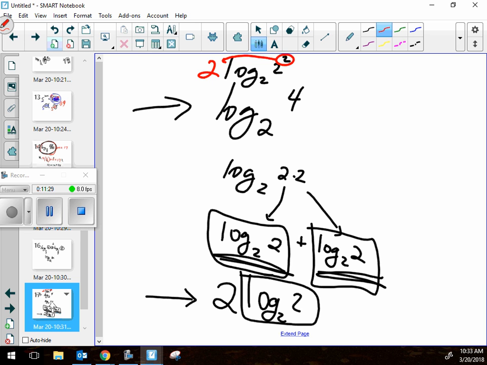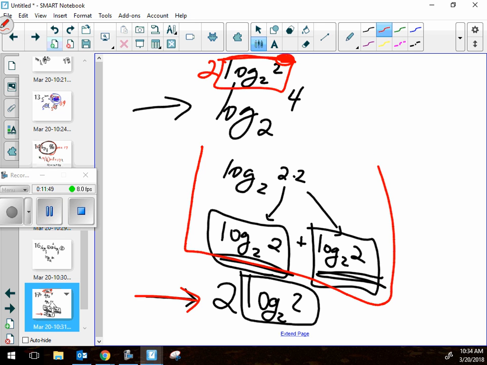Because then it'll look identical to this one. Now it's not here anymore, and it's still equal to 2. Because it's 2 times, that's equal to 1, so it's equal to 2.